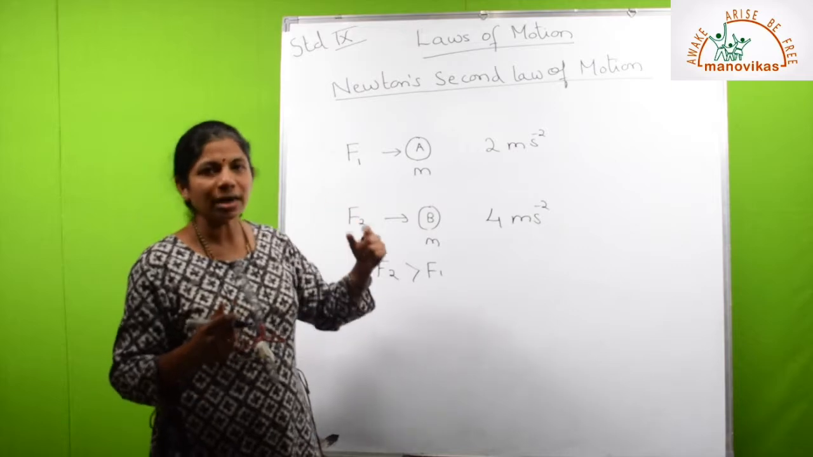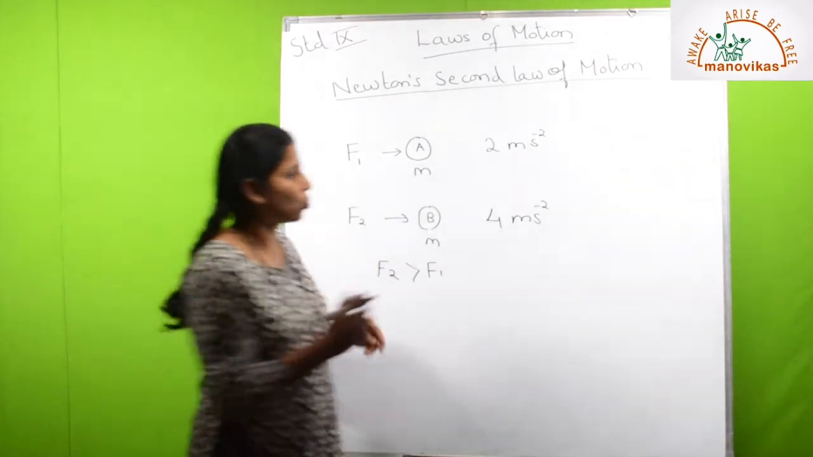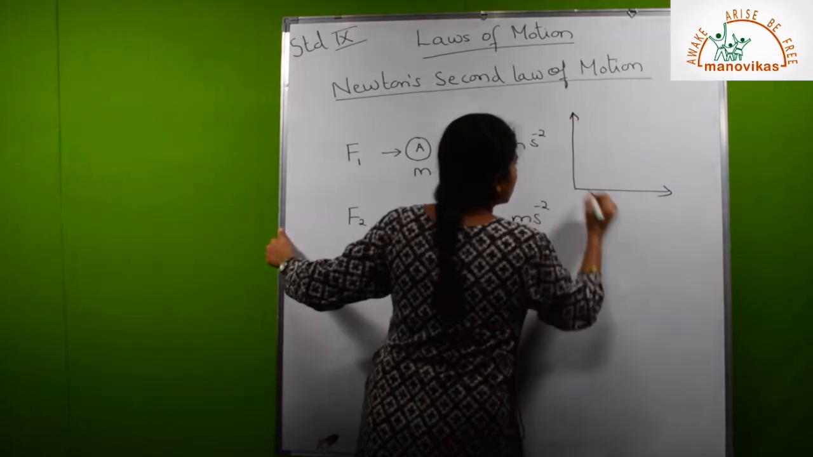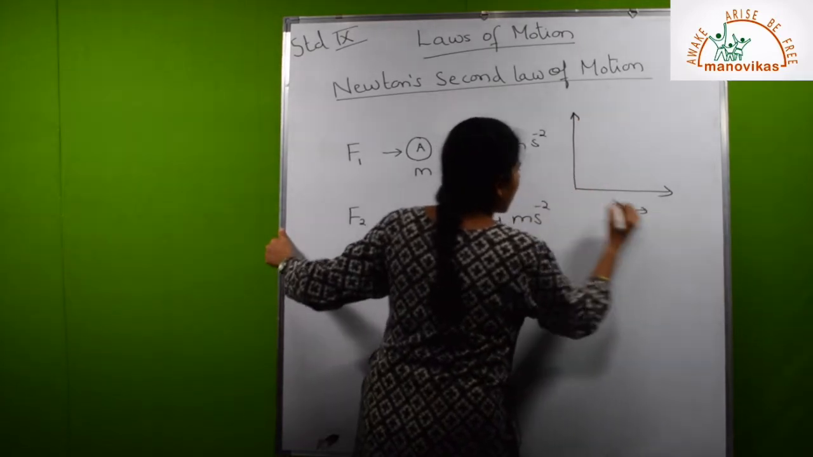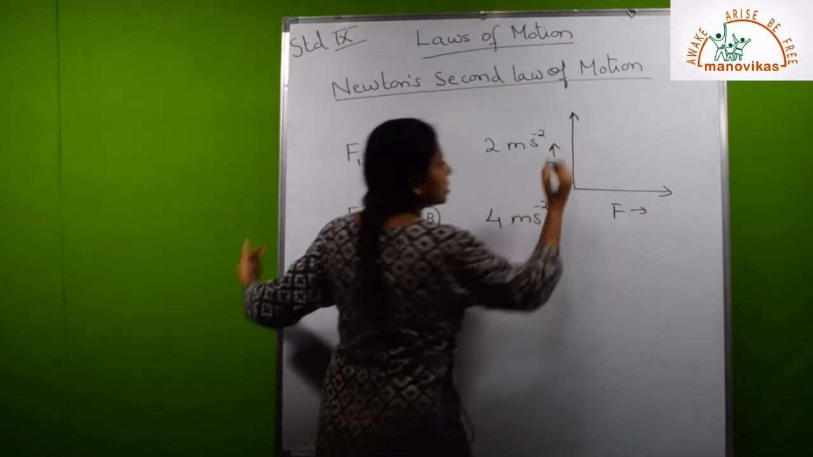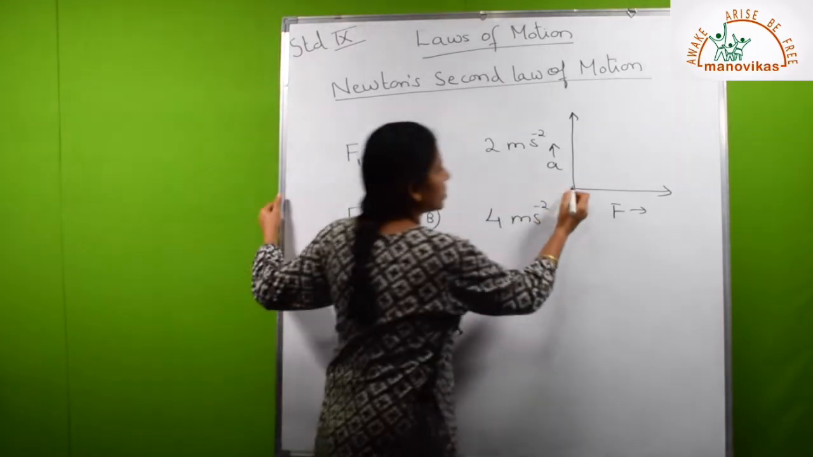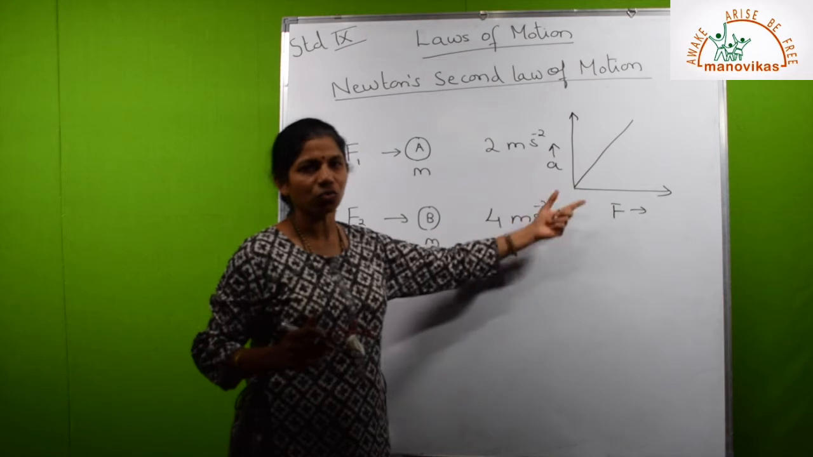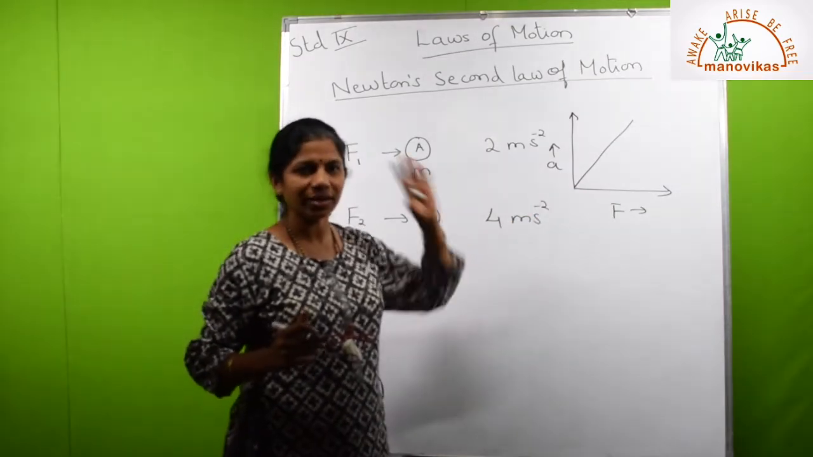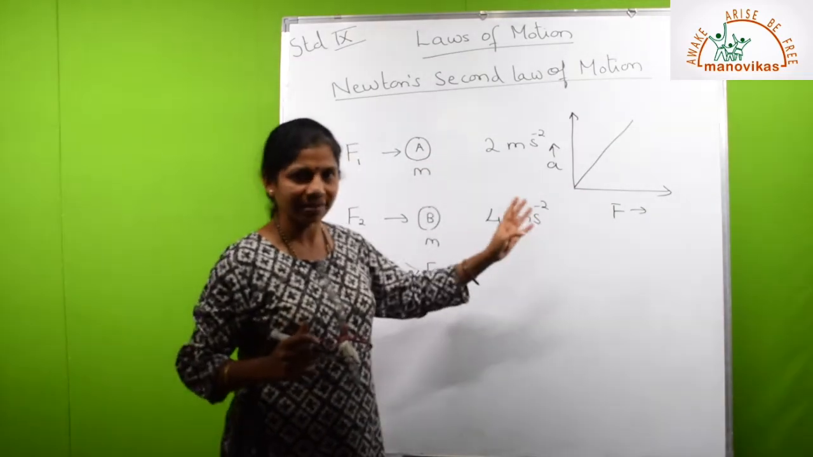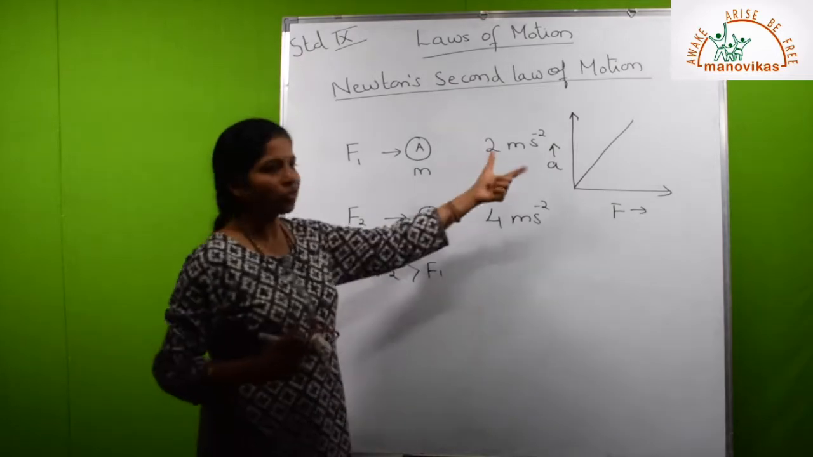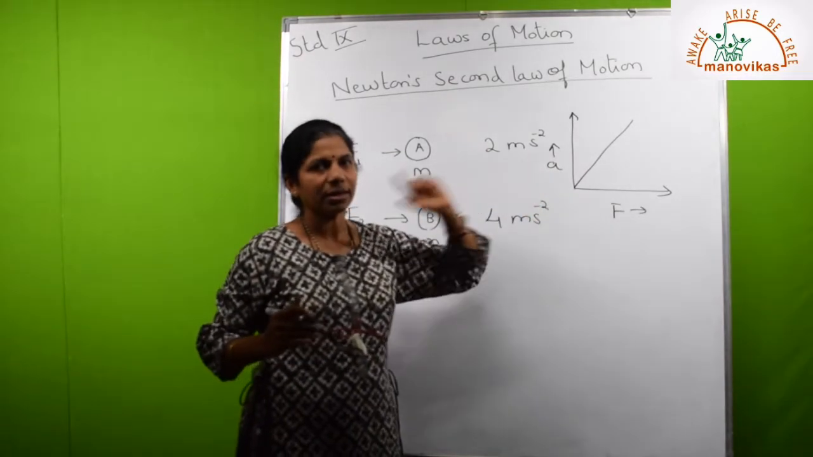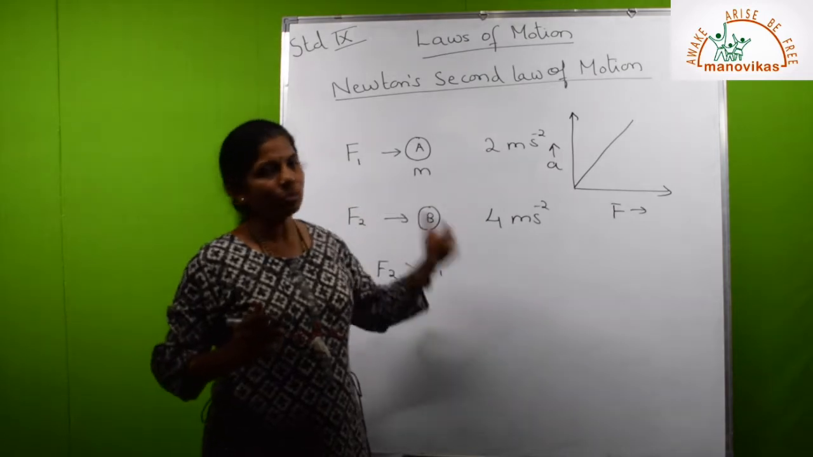So if you plot a graph of force and acceleration, it will be a straight line graph. That means acceleration is directly proportional to the force. More the force applied, more will be the acceleration. Less the force applied, less will be the acceleration. Right? So this was one of the points which Newton noticed in objects which are in motion.